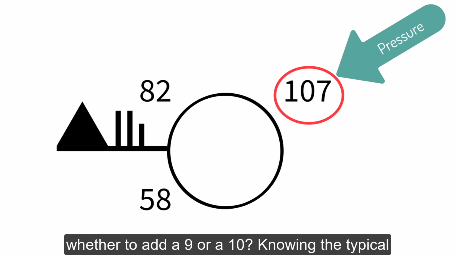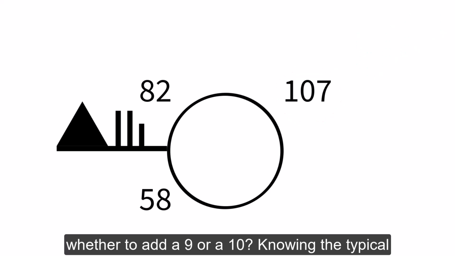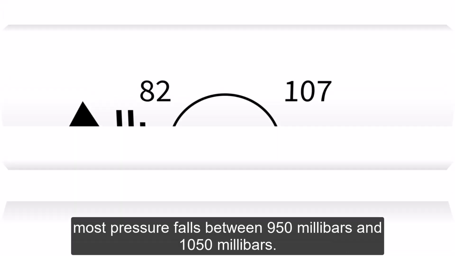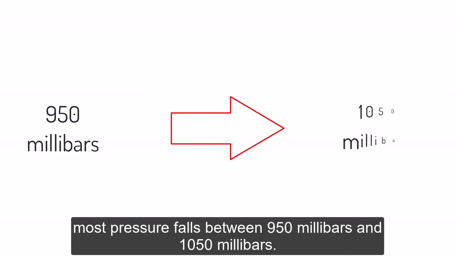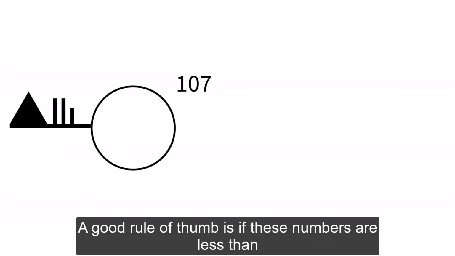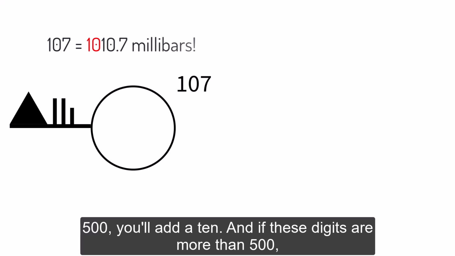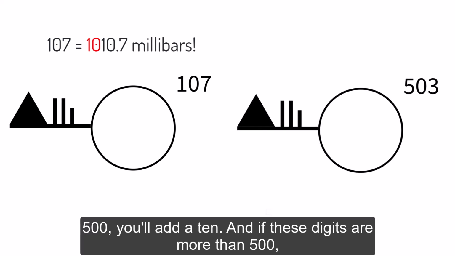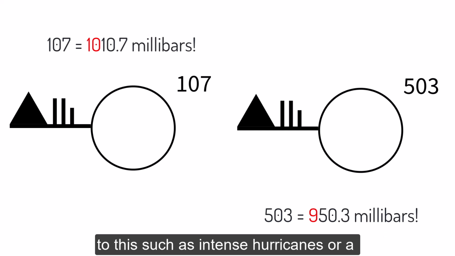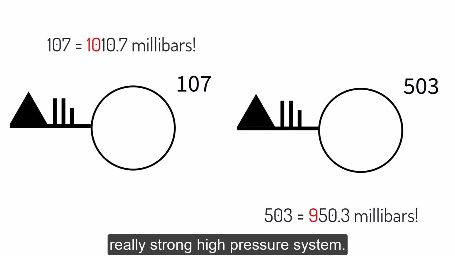How do you know whether to add a 9 or a 10? Knowing the typical range of sea level pressure is helpful. Typically, most pressure falls between 950 millibars and 1050 millibars. A good rule of thumb is if these numbers are less than 500, you'll add a 10, and if these digits are more than 500, then you'll add a 9. There are some exceptions to this, such as intense hurricanes or really strong high-pressure systems.